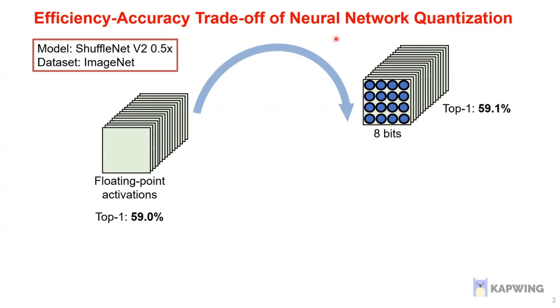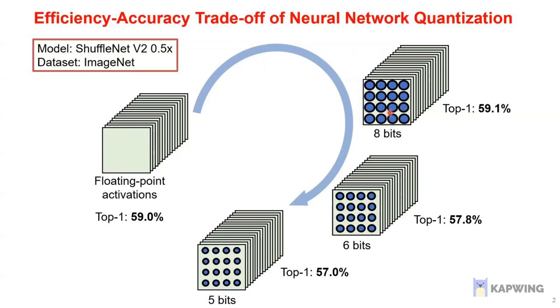Quantization is a promising way of reducing the compute cost of neural networks. Even for a highly compact model such as ShuffleNet v2 for ImageNet, we can quantize it from floating point to 8 bits while preserving the prediction accuracy. We use the blue circle to represent the fixed precision. The smaller the size of the circle, the lower the bit width. If we quantize the model aggressively to 6 bits or even 5 bits, we can save more compute cost. But meanwhile, there will be a non-trivial accuracy degradation.